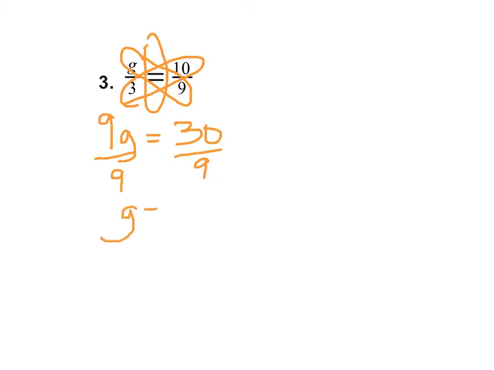And g is equal to, well, let's see, 30 isn't divisible by 9, so I'm going to look for a least common multiple. So 30 is divisible by 3, which is 10. 9 is divisible by 3, which is 3. So g is equal to 10/3. If you want to make it a mixed number, you can, but you are welcome to leave it as an improper fraction.